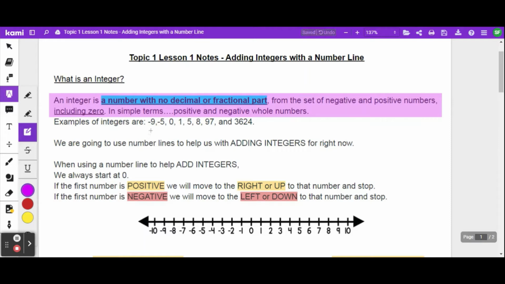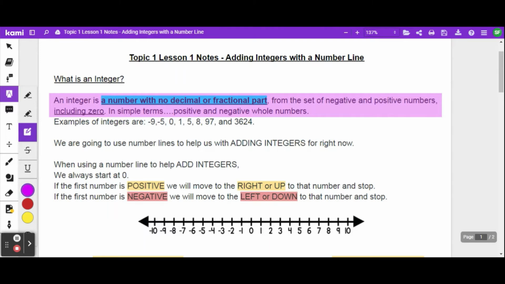Got some examples here: -9, -5, 0, 1, 5, 8, 97, 3,624 are all whole numbers that are either positive or negative. That makes them an integer. So in this lesson, we're going to look at using number lines to help us add integers together.